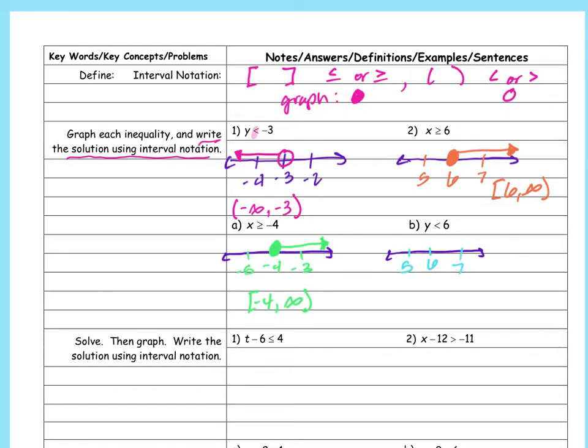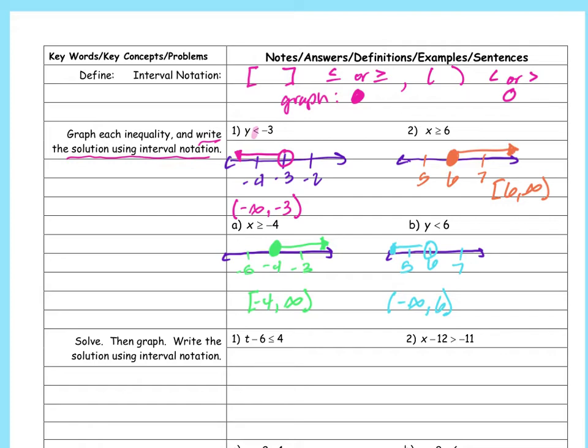So this is y is less than 6, so I have an open dot at 6. Which number is less than 6 is 5, so it's going this way. And every answer that I saw of this one was correct. So this goes from negative infinity to 6, and it's not included, so it's a parenthesis. Okay, are there any questions on that?